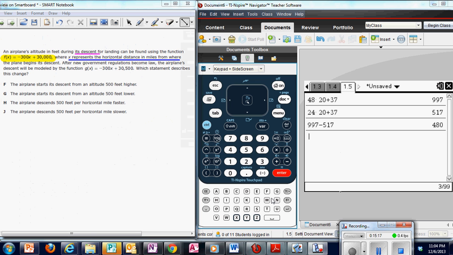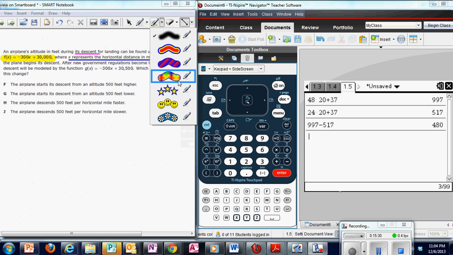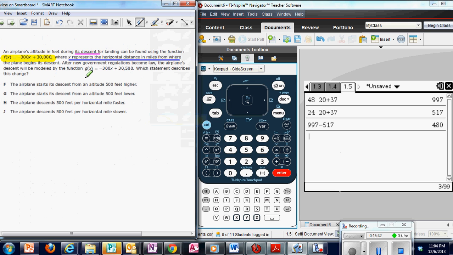After new government regulations become law, the airplane's descent will be modeled by the function g of x equals negative 300x plus 30,500. Which statement describes this change? All right, so the airplane starts its descent from an altitude of 500 feet higher. So this is saying, do we shift up? The airplane starts a descent of an altitude 500 feet lower. Do we shift down? It descends 500 feet per horizontal mile faster or slower.